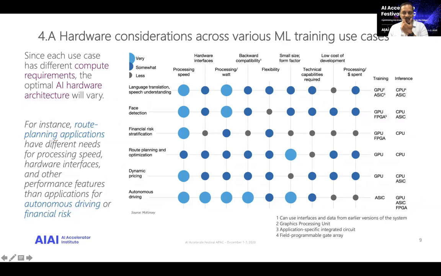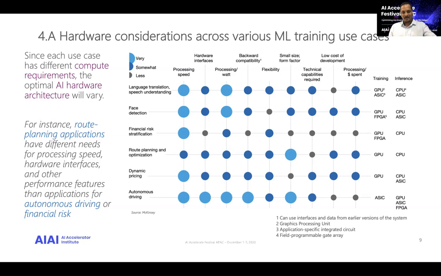Depending on the use cases that you have in machine learning, that defines the stage in which you're using the machine learning, right? I'm only speaking from a training perspective or the validation perspective. Different types of use cases will require different types of computing power. For instance, as I said, route planning applications have different needs for processing speed. But if you're talking about autonomous driving, or calculating the financial risk of a particular instrument in real time, it requires a different type of computing power.